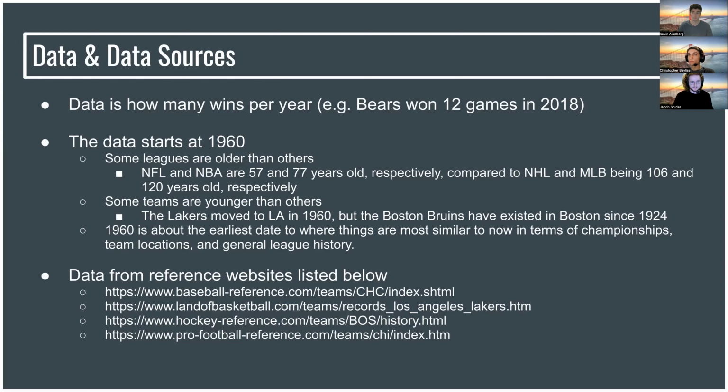The reason that we chose 1960 is because some leagues are older than others. The NFL and the NBA are relatively new leagues compared to the MLB and the NHL. And so we want a nice start point of comparison. And also, per team, some teams are younger than others. For example, the Boston Bruins have existed continuously in Boston since 1924, but the LA Lakers haven't existed in LA until 1960. And here we can see some of the websites where we got our data from.